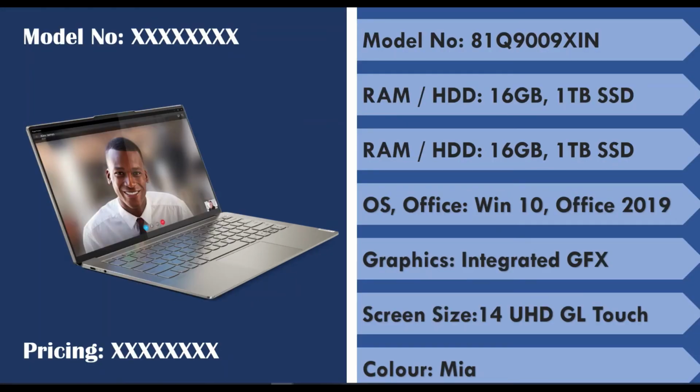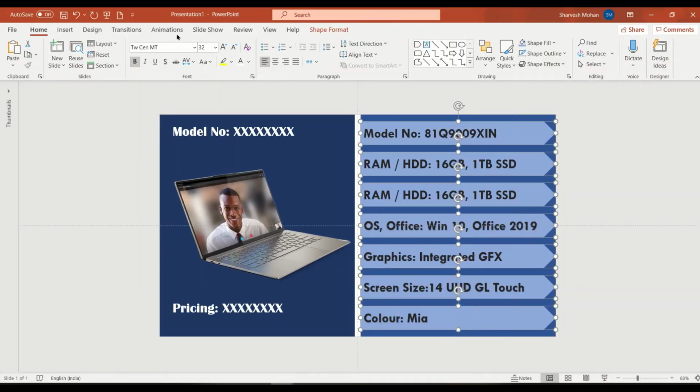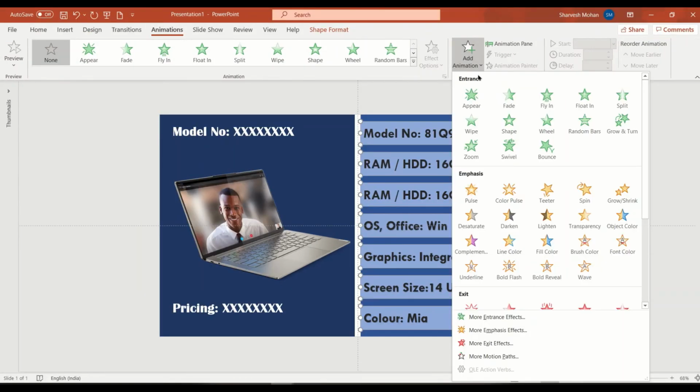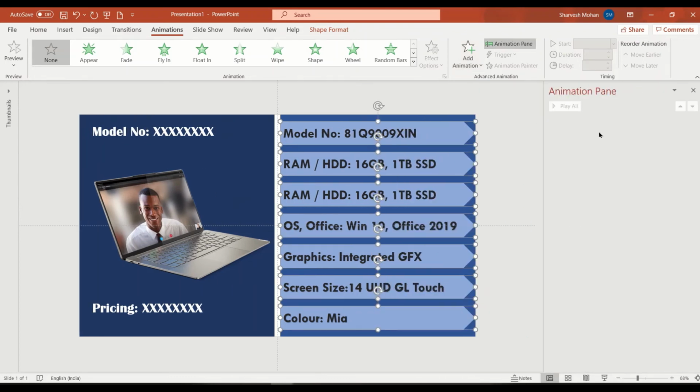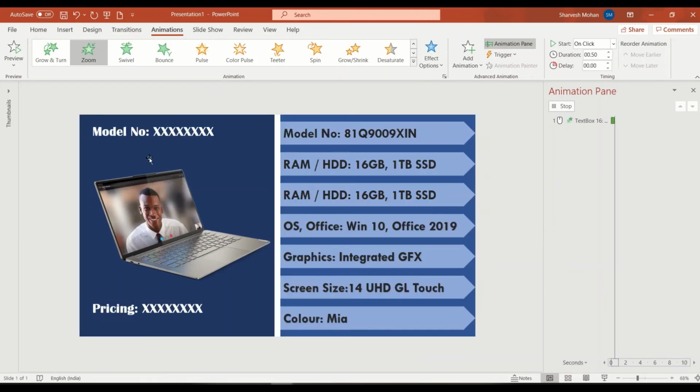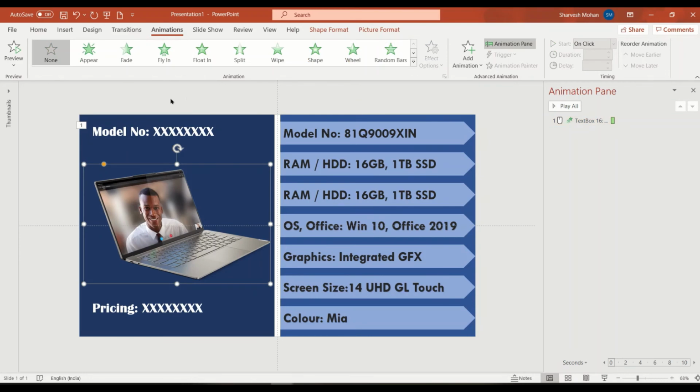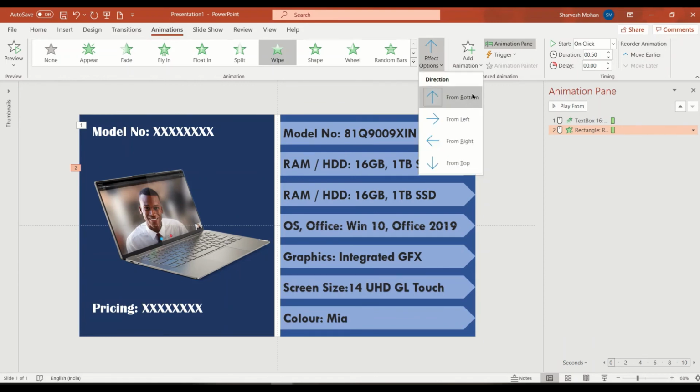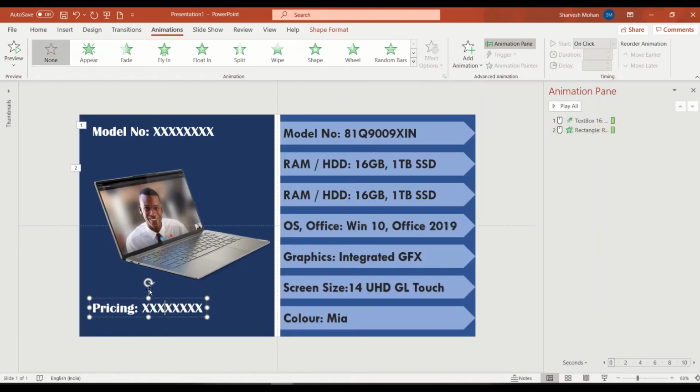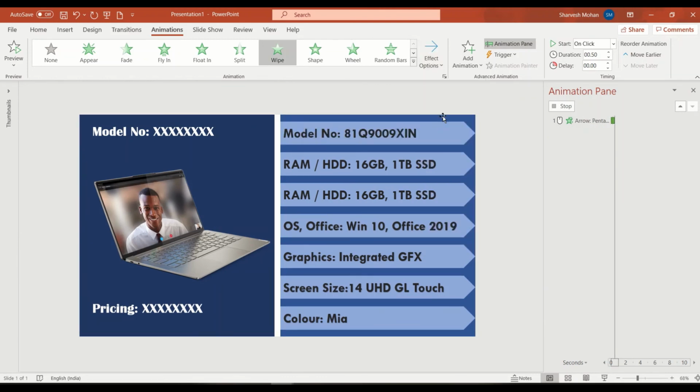We'll just give an animation. We'll go to Animation, Add Animation. First we'll display the animation, this one. We'll use the option called Zoom In. This will give the model number a zoom in. This one will use the Wipe animation, which will come from the left. Pricing we'll give last. This one also we will give a Wipe animation which will come from the left.